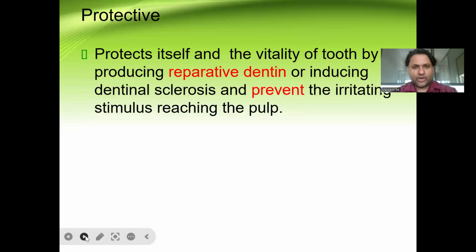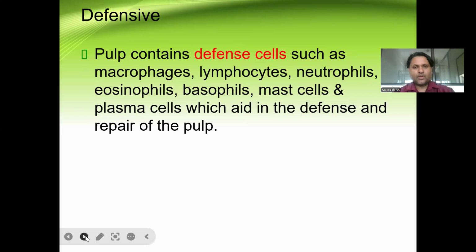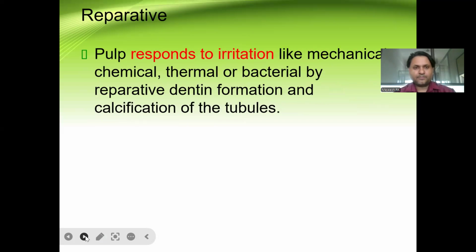Another important function is the protection of the tooth by producing reparative dentine or inducing dental sclerosis and thereby preventing the irritating stimulus reaching the pulp. You have a lot of defensive cells. You have macrophages, you have lymphocytes, neutrophils, eosinophils, mast cells. All these cells help in defense and the repair of the pulp. The reparative function includes responding to irritation like mechanical, thermal, or bacterial, reparative dentin formation, and calcification of the tubules.